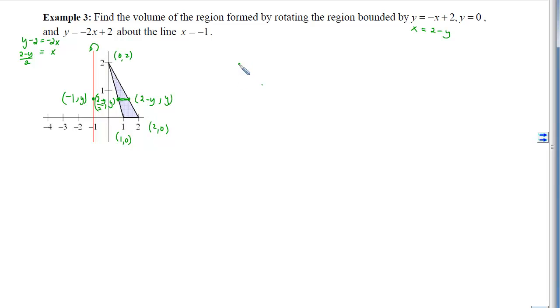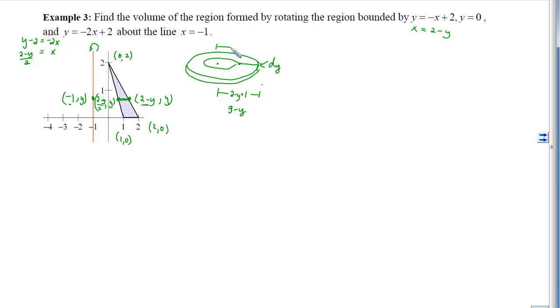So when we now draw our representative slice, it will be a horizontal washer with a hair of thickness. Notice that the thickness this time will be a dy. The big radius is going to be the difference between this point and this one. So it'll be the right x-coordinate minus the left x-coordinate, which is 2 minus y minus -1. So that ends up being 3 minus y.